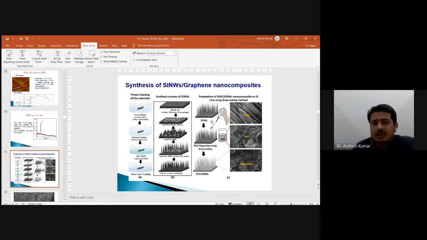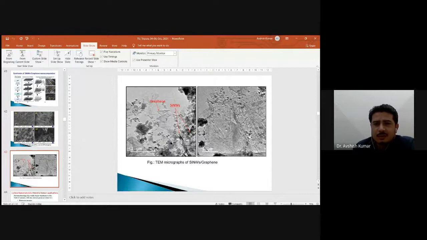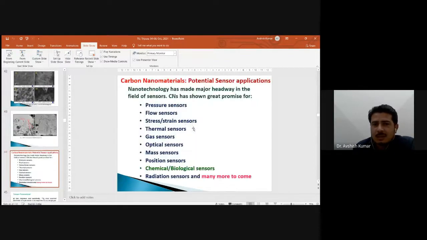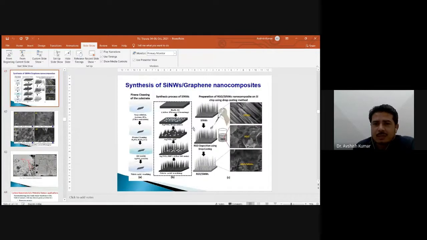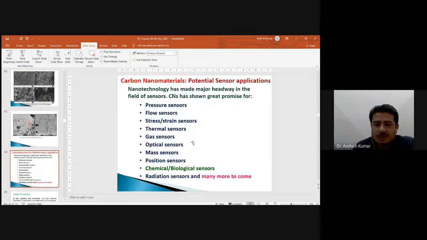Then we are also working, as I told you, on the synthesis of graphene-based nanocomposites. These are the silicon nanowires and graphene nanocomposites which we have synthesized here. These are some pictures. I am not going to go into detail because the time is almost up, it is 11:24. These are the TEM images. This work we are also doing here. I will show you some sensing results of this composite structure.